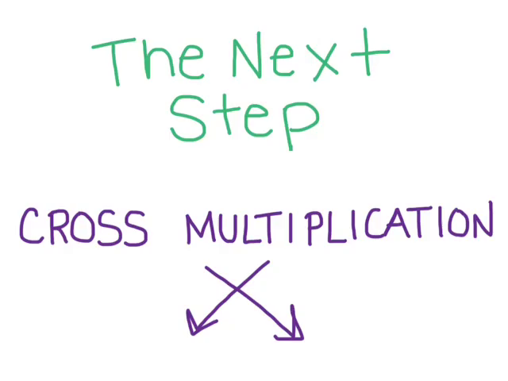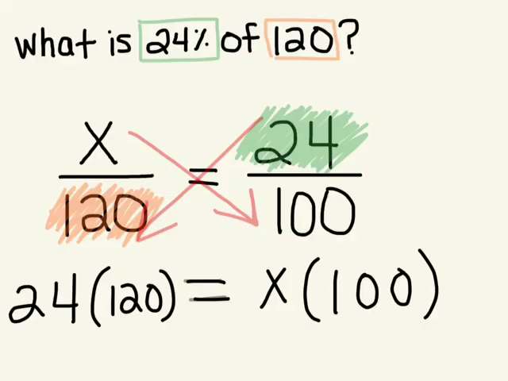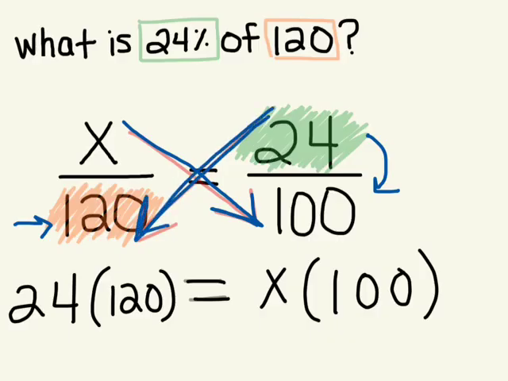Good work. Okay, so the next step after we set up our problem is cross multiplication. So if you take a look at this problem, we have what is 24% of 120. So I've set up my problem, I've got my percent over 100, and I've got my of on the bottom. So my next step is cross multiplication. So I draw my arrows. The arrows are always pointing down. And you want to follow those arrows. So the 24 and the 120 are going to go together. And the x and the 100 are going to go together over here.